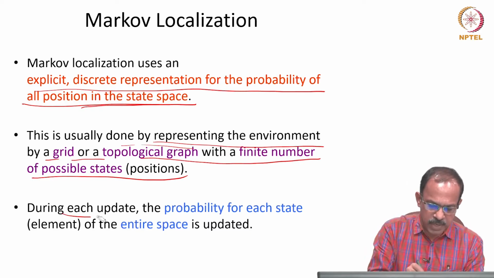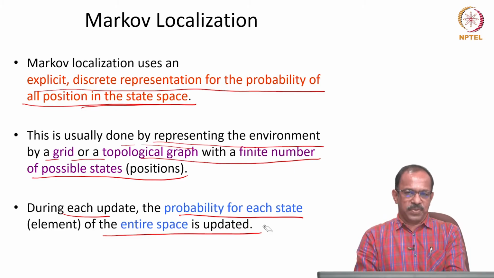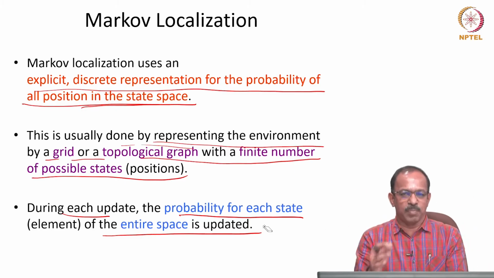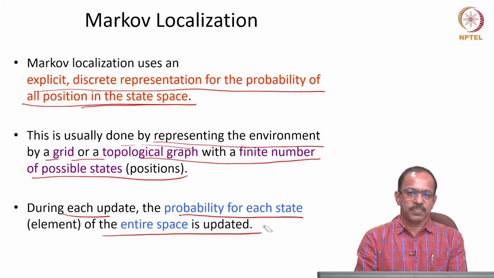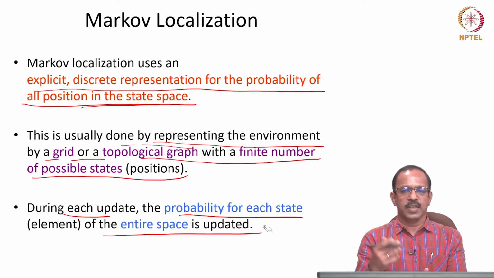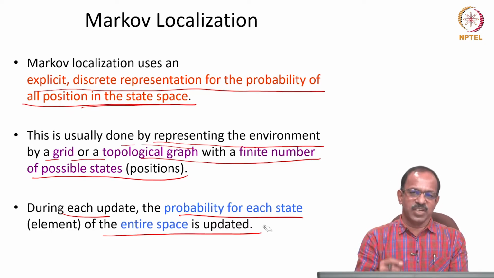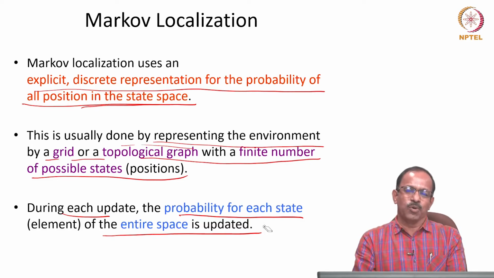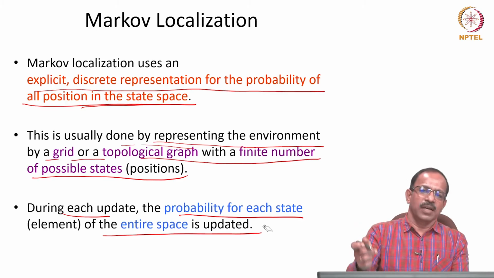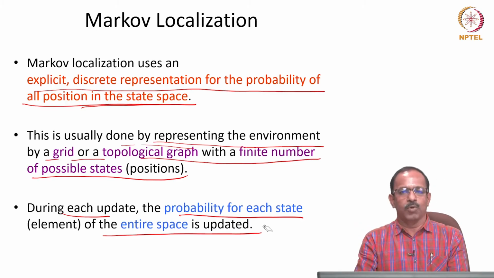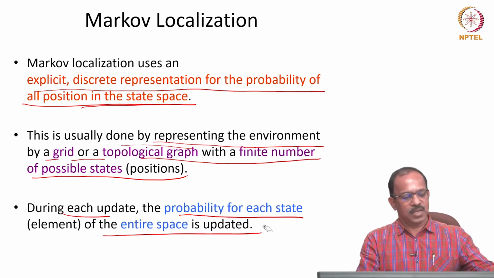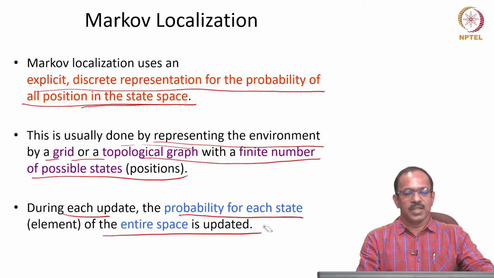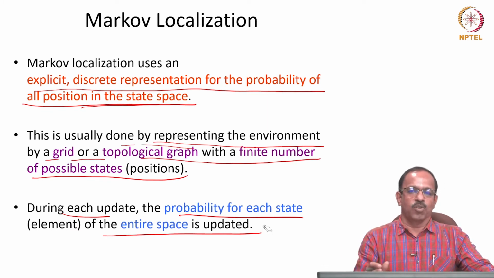And then during each update, the probability of each state of the entire space is updated. So, the entire grid needs to be updated, for each state. You will have x, y and theta, and for each grid you need to update all this information. So, it becomes a bit complex to implement practically, but still it is a proven method of localization, and the advantage, as I mentioned, is that for any ambiguous position the robot will be able to recover.